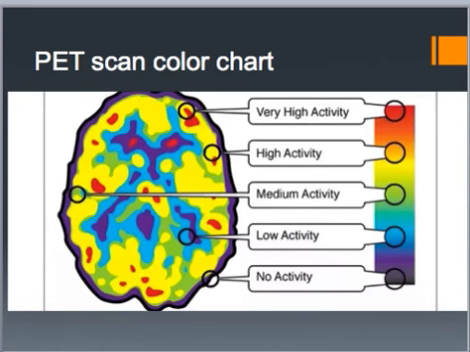So this is a PET scale color chart. It'll show the different colors and what they mean. The black to deep purple has little or no activity, blue is low activity, green is medium, yellow and orange and red get to be very high activity. So you can see some of the differences when you look at some of the scans.